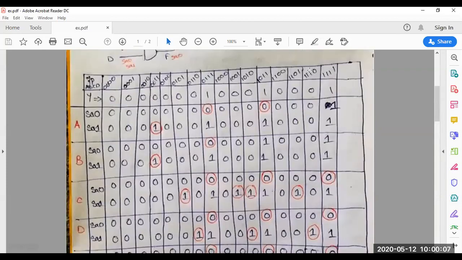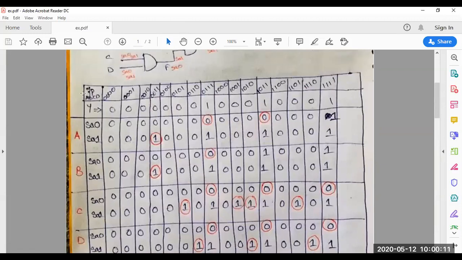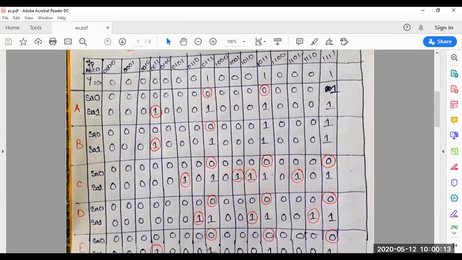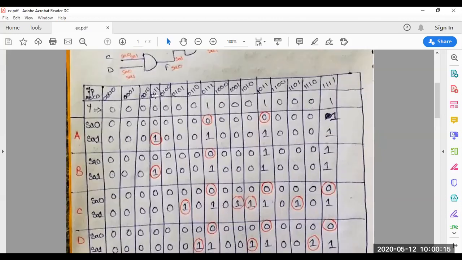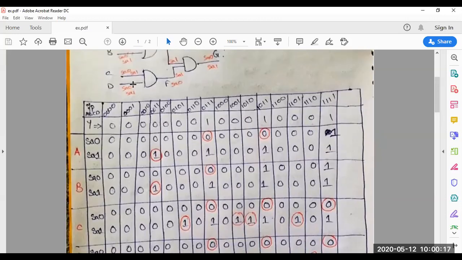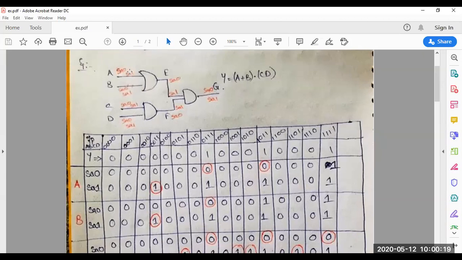Now let us see with respect to the vector point. From this vector, for example, if I check with one stuck at fault, A stuck at 1, for example, if A stuck at 1, this is one fault that occurs when I apply different patterns, from 0, 0, 0 to 1, 1, 1, 1.